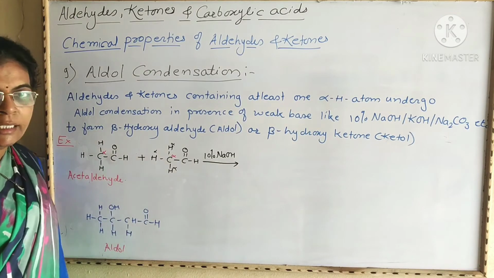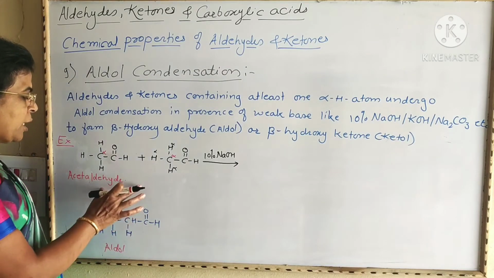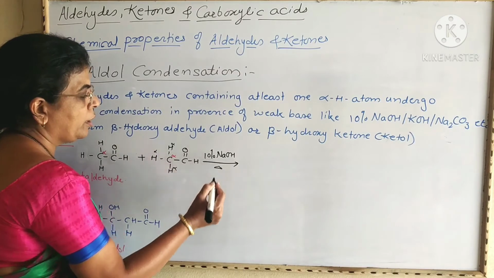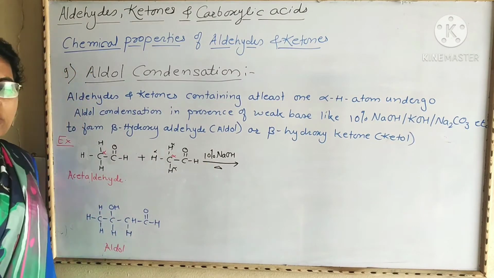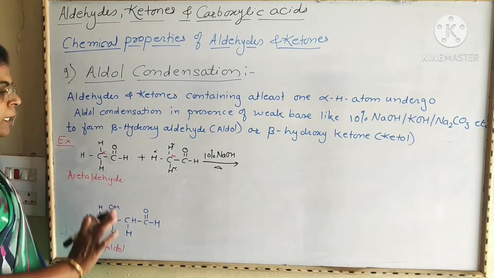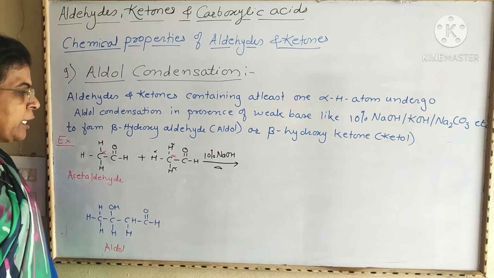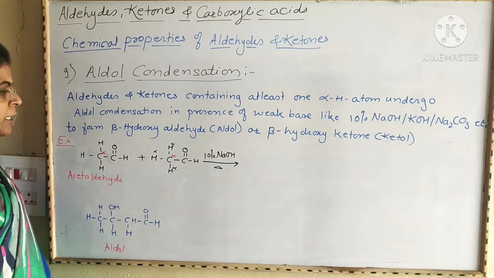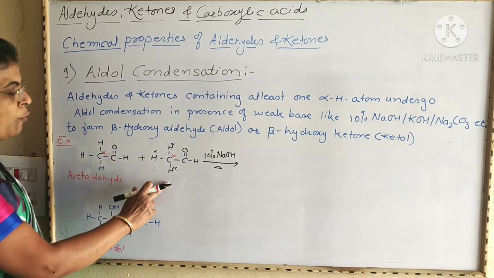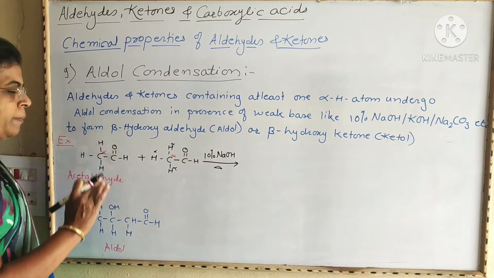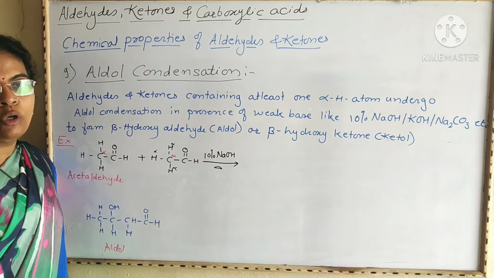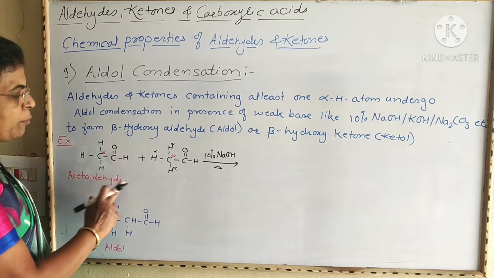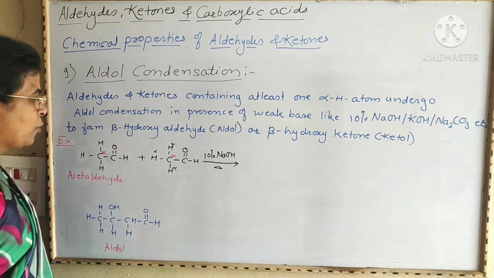This is one acetaldehyde molecule and this is a second acetaldehyde molecule. When these compounds are treated with 10% NaOH, that is, in presence of a mild base, then aldol condensation reaction is carried out. This is a simple addition reaction, and in this reaction one molecule of aldehyde gets added into the carbonyl group of a second molecule of aldehyde.